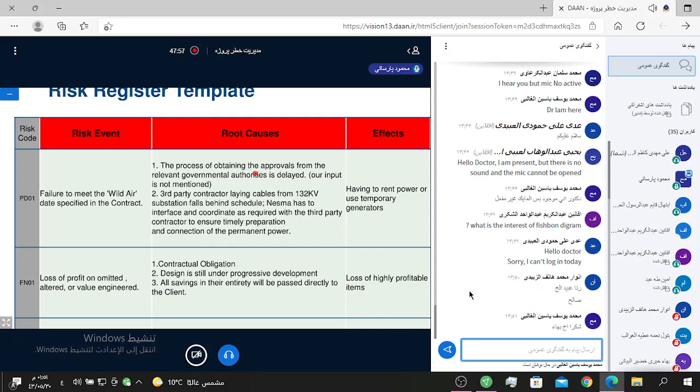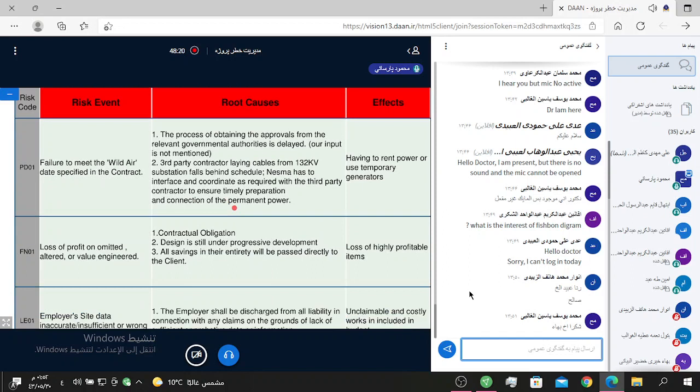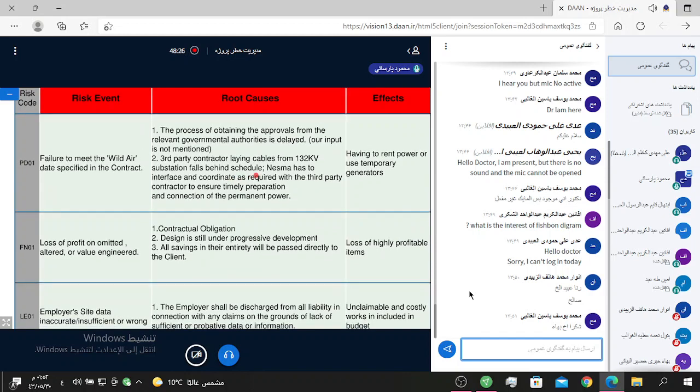Okay, in this example, from the left, the columns are in this format. We can use this format and change details about our risk register in our project. From the left, the first column is risk code. There is an internal standard for our project, for our risk management.